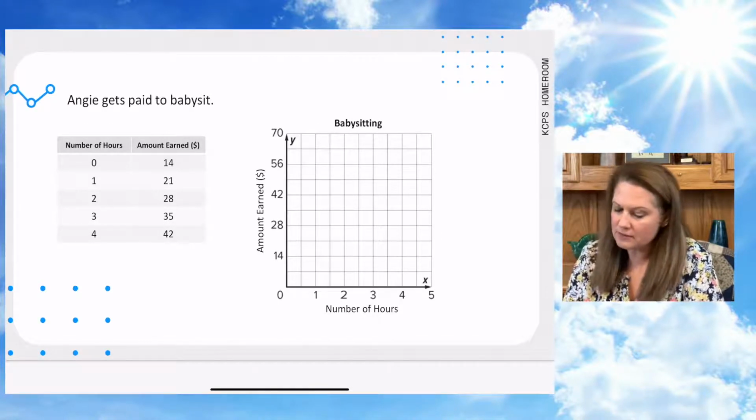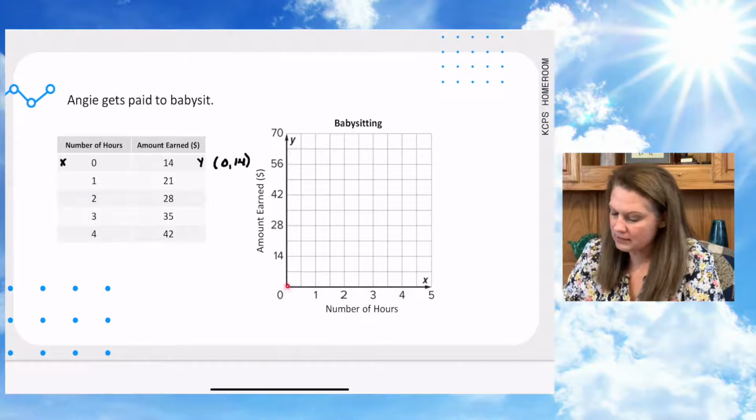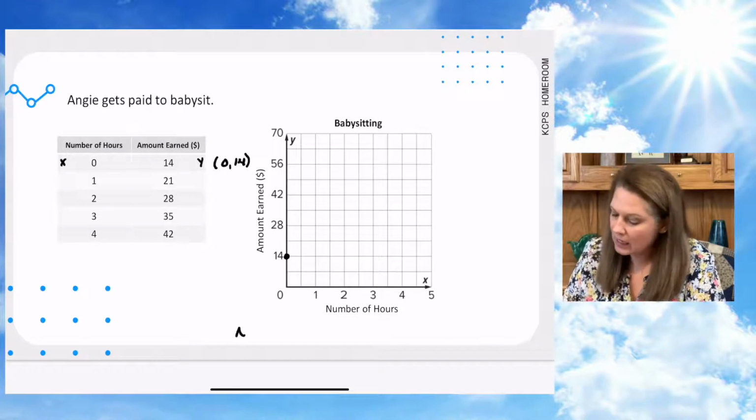Now you'll notice the first thing, here's our X, here's our Y, that's always the first thing I look for. Our first ordered pair is going to be 0, 14. So when I go over 0, I'm going to start at 0 and go up 14. Notice how it's not going to start at the origin. So right now, without even drawing any more lines, I know that this graph is non-proportional.